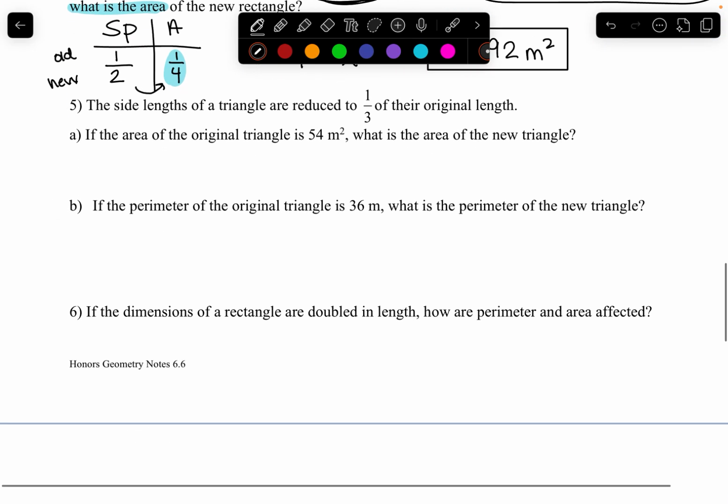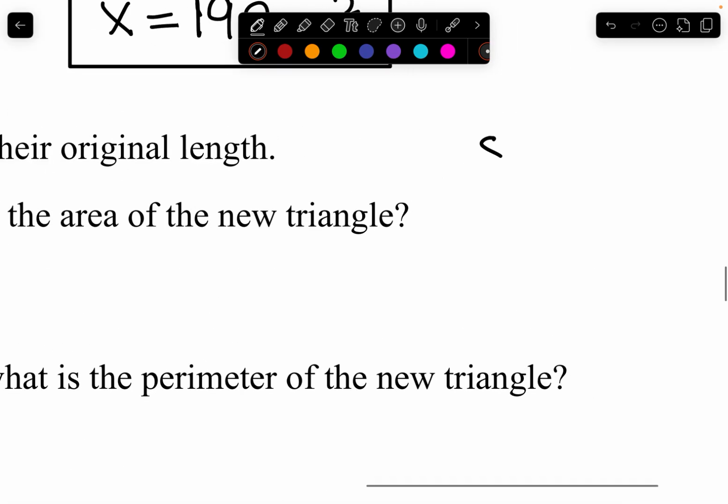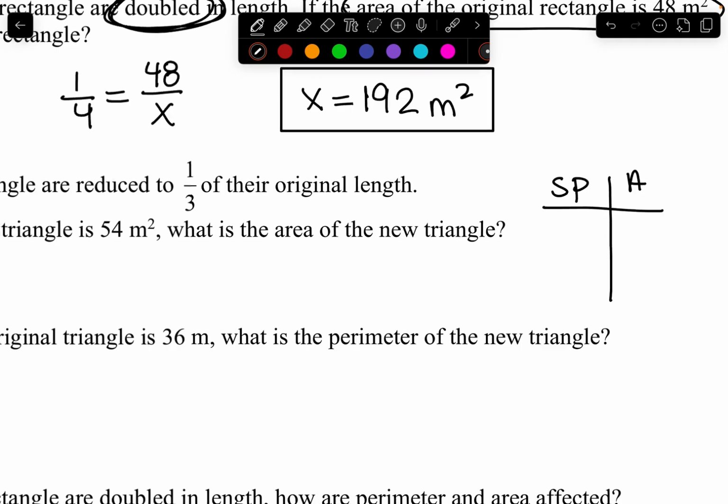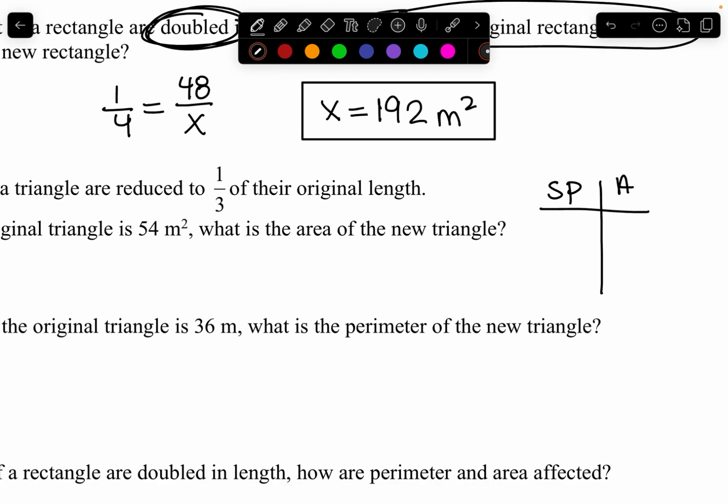All right, number 5. It says the side lengths of a triangle are reduced to 1/3 of their original length. Okay, so because everything's changing equally, we're going to set up our SPA chart. Now, they gave us a 1 to 3, like it's being reduced by 1/3. You can just use that. You just have to know that your old is now on bottom and your new is now on top. It doesn't matter where you put them. You just have to know what goes where.